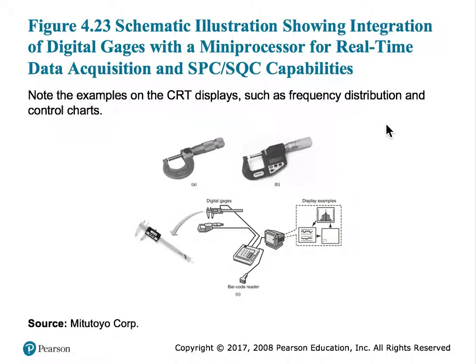Nowadays, you will find that many of these come with digital gauges so that you can get real-time data acquisition for SPC, statistical process control, and statistical quality control. As it is measuring, you don't even need to interfere in the quality control process. It automatically does it.